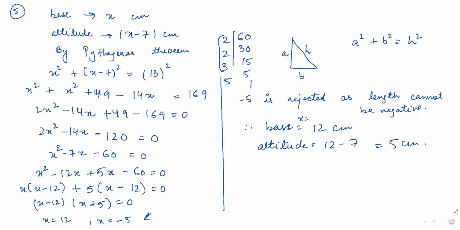Exercise 4.3. Let us see some questions now. Find the roots of the quadratic equation if they exist by the method of completing the square. Now, how will you know that the roots exist or do not exist? So you will actually check like this. If the equation is ax square plus bx plus c is equal to 0, that's the general form.